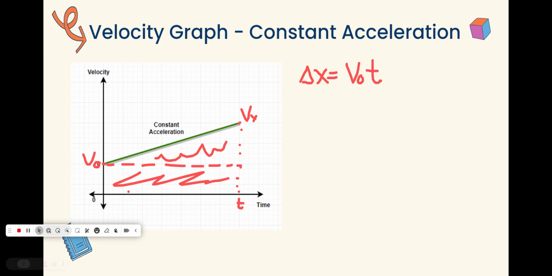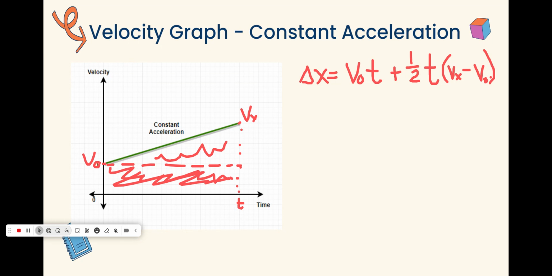That's our first area. That gives us this part here. Now we need the next part. So we're going to do this triangle, which is 1/2 times the base. The base is time. Okay, 1/2 base times height. Height is going to be Vx minus V sub 0.